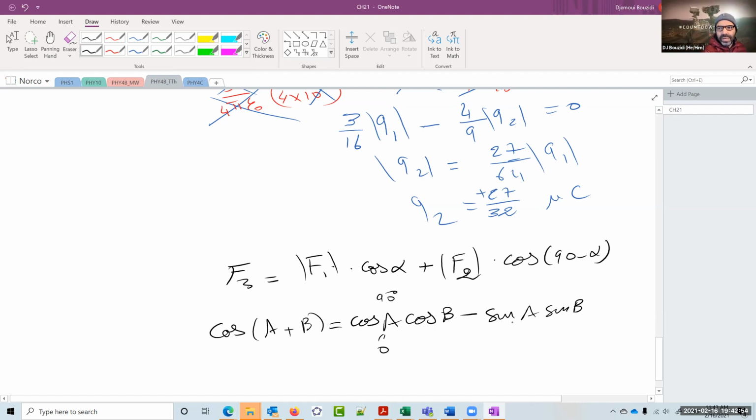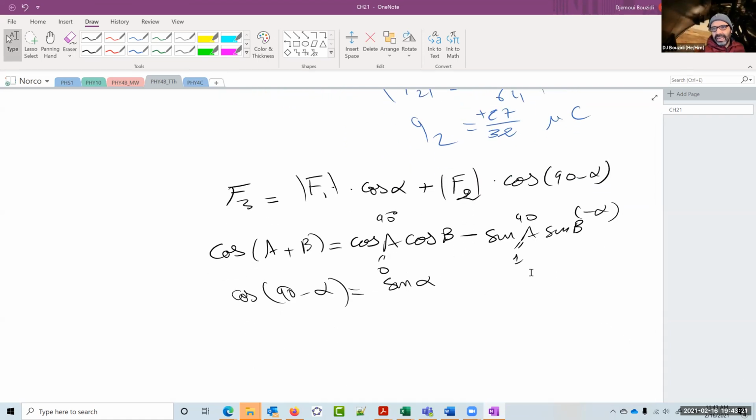So this is 90 degrees, so this whole thing is gone, and sine of 90 degrees is equal to 1, because this is 90 degrees, and this is minus alpha, because in the expression I have a minus in there. So the minus cancels the minus, and this is going to be just the sine of alpha. So cosine of 90 degrees minus alpha is the same thing as sine of alpha. So having said that, I'm going to plug in the values now.